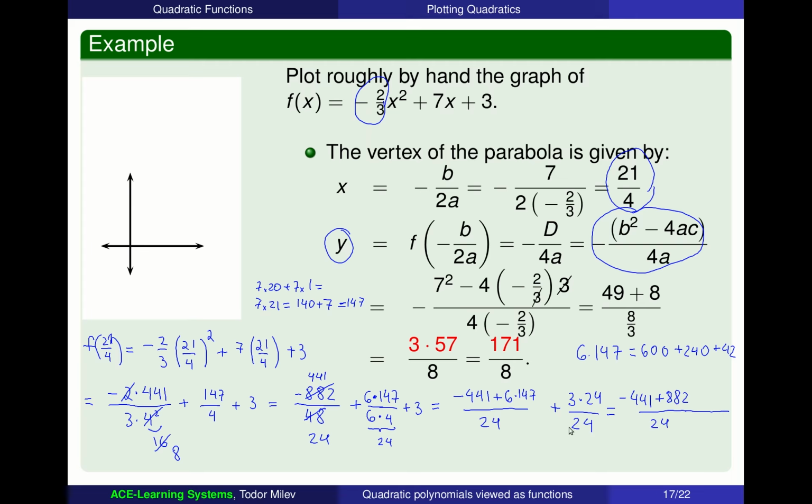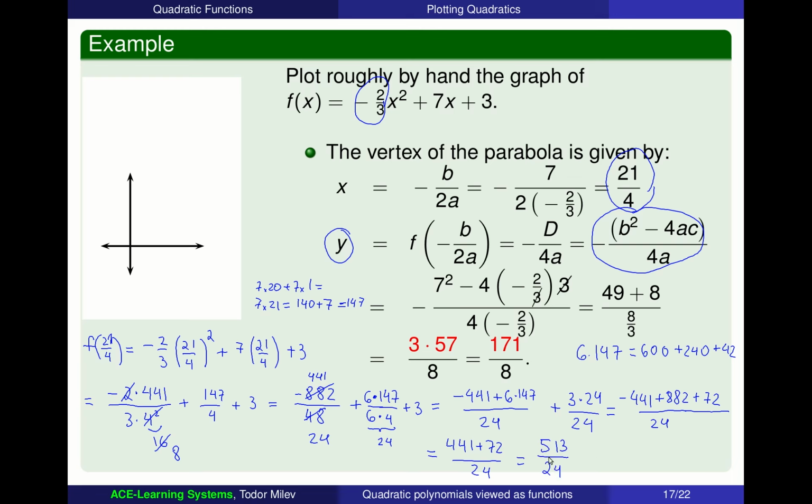So I can put things in the common denominator. 3 times 24, of course, this is 7. So the number of hours in 3 days is 72. So that's an easy one. 72 there. So we get 882 minus 441, that's 441, plus 72, divided by 24, which equals 513 divided by 24.